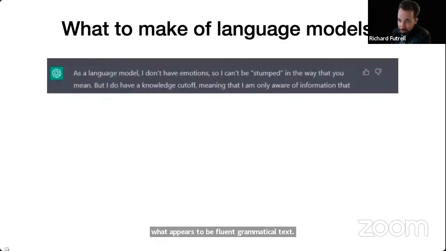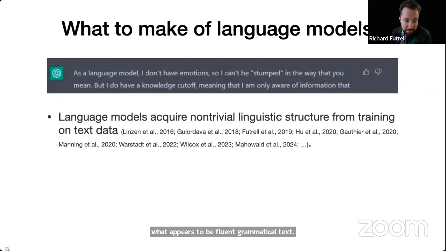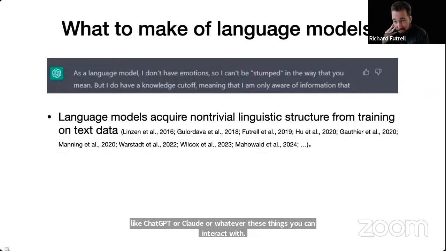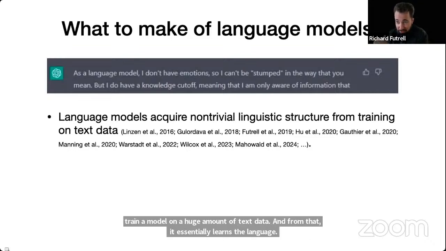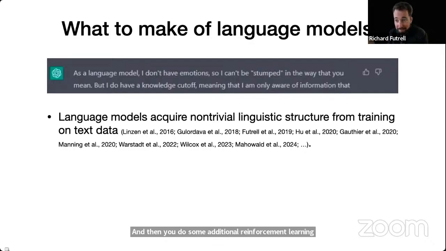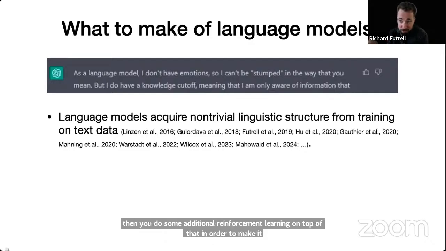Things like ChatGPT or Claude, whatever these things you can interact with. One of the many interesting things about these language models is that they acquire non-trivial linguistic structure from training on text data. The way these things are actually built is you first train a model on a huge amount of text data, and from that it essentially learns the language. And then you do some additional reinforcement learning on top of that in order to make it respond to user queries and stuff.